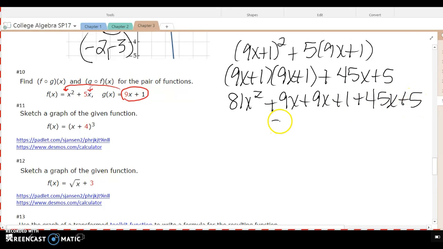So I'm going to have 81x squared. When I combine all of my x's, I have a 9 and a 9. That's 18. 18 and 45 is going to be 63x. And then I have 1 plus 5, which is 6. And so this is going to be my fog.